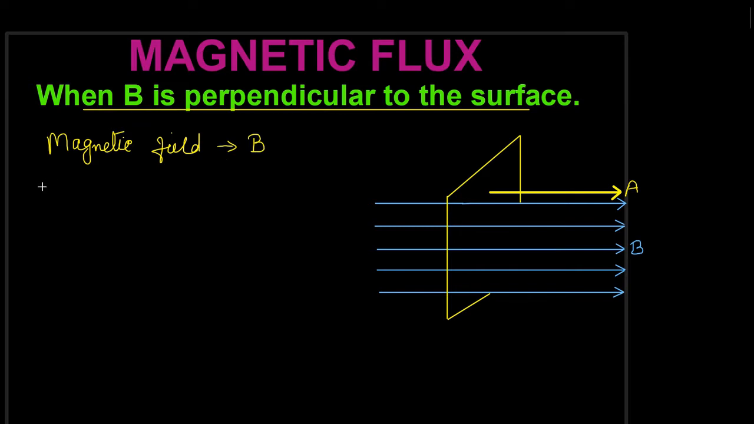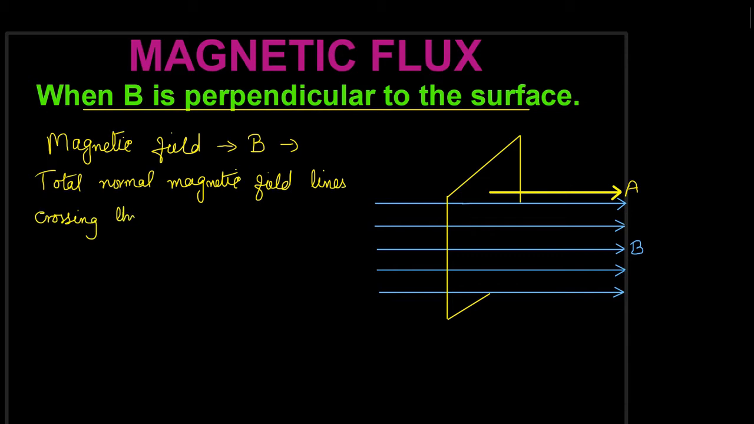So what is magnetic field? It is the total normal magnetic field lines crossing through unit area of the surface.